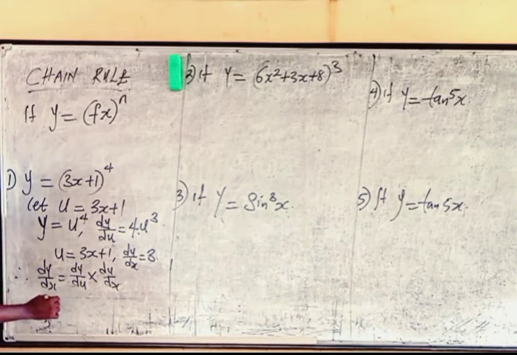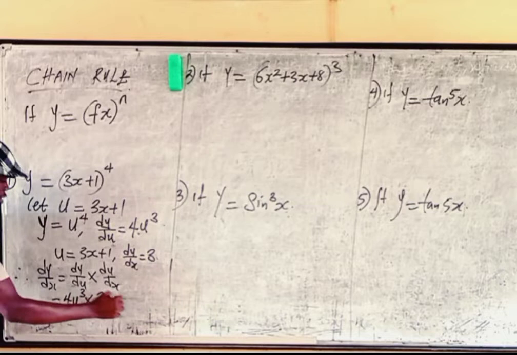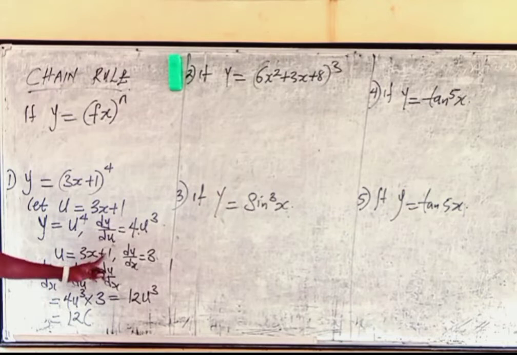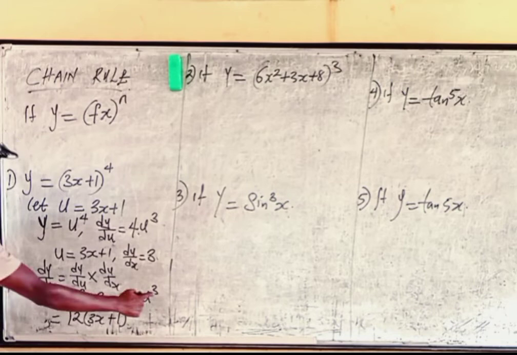Then we'll be having 4u raised to power 3 times 3. 4 times 3, what is that? That is 12u raised to power 3. You can also say this is equal to 12. Now, what is u? u means 3x + 1. So represent that by 3x + 1, then everything raised to power what? 3. That will be the final answer.